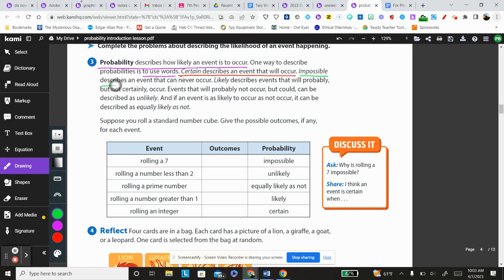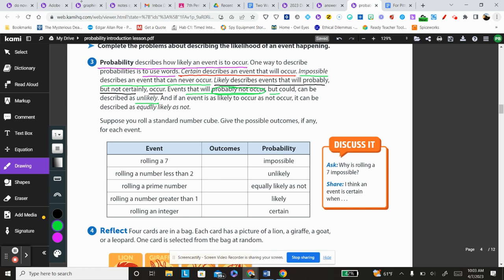All right, now, impossible. Impossible describes an event that could never happen. It just ain't happening. Everybody with me? You can never roll a 10 on a regular die. Why not? There's no 10. All right, and then lastly, likely describes events that will probably, but not certainly occur, okay? It's probably going to happen, but I'm not certain about it. All right, events that will probably not occur can be described as unlikely. If it probably won't happen, it's unlikely.